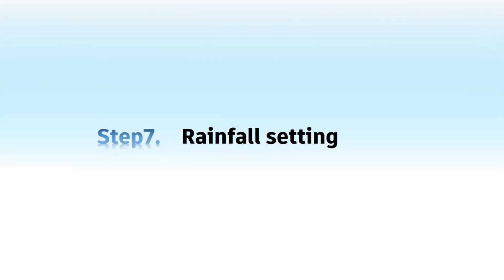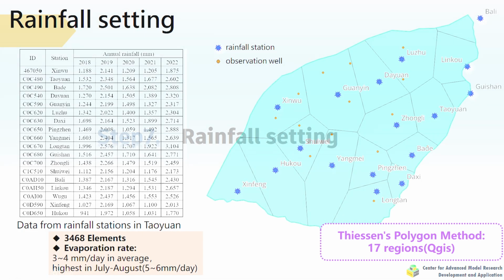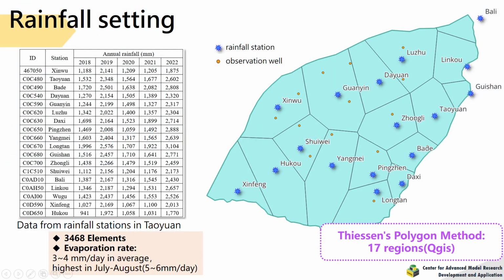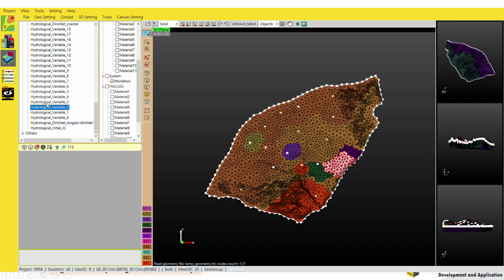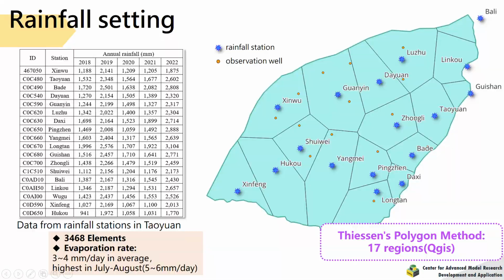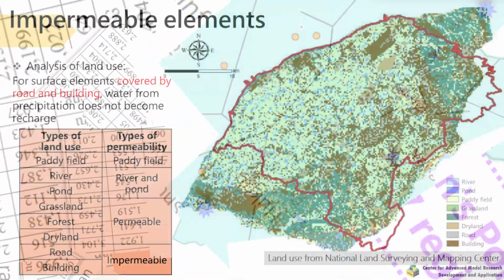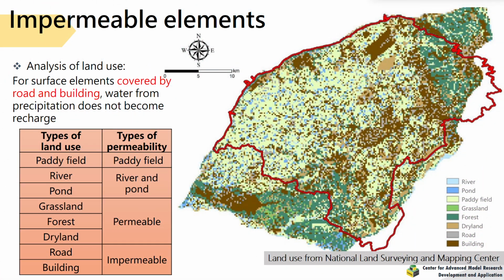The last step, rainfall setting. There are 17 rainfall stations in the simulation area, and we divide the area into 17 subregions by applying Thiessen's polygon method in GIS. The rainfall data in each element is given on a daily basis. However, not all the precipitation can go into the aquifers and contribute to groundwater recharge. Because in reality, the surface is covered by different types of land use.